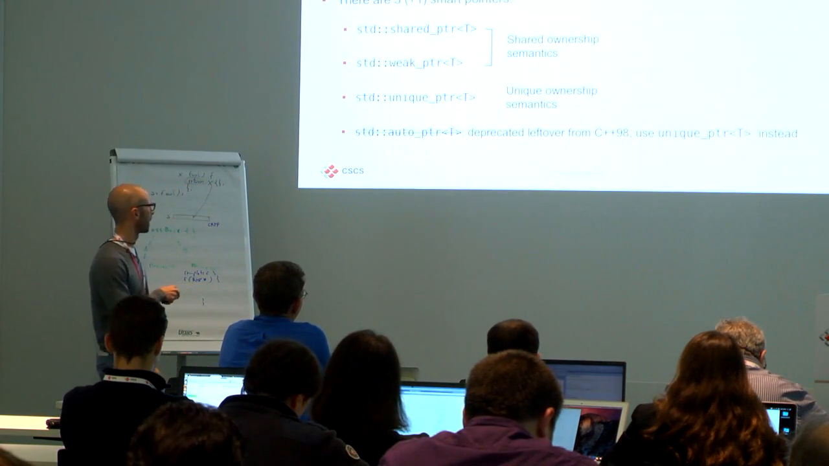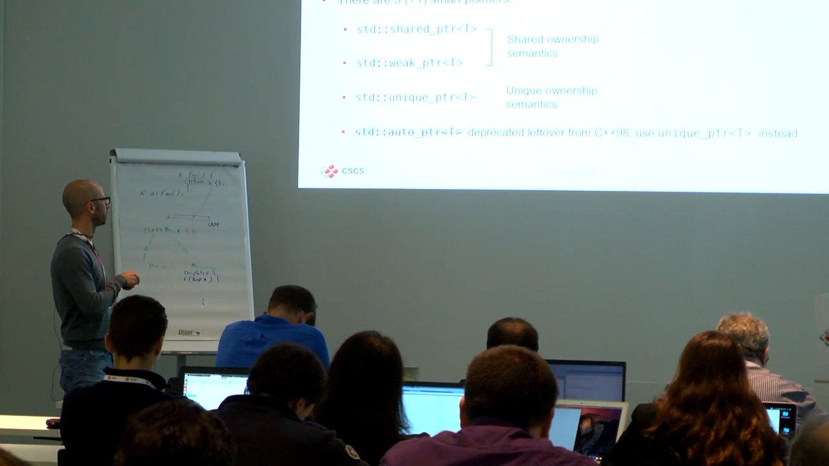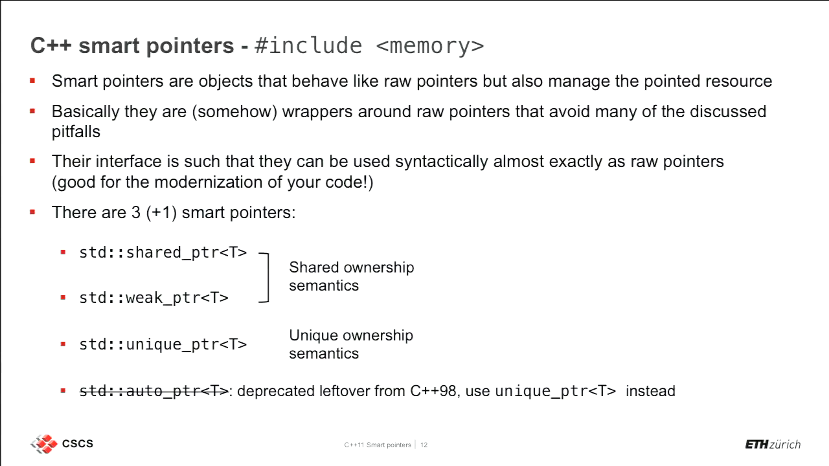There is also a last type of smart pointer, which is the auto pointer, but this type is just a deprecated leftover from the old standard, and it is more or less equivalent to unique pointer. So don't use the auto pointer since we have the unique pointer, which is basically the same thing, but is part of the latest standard.